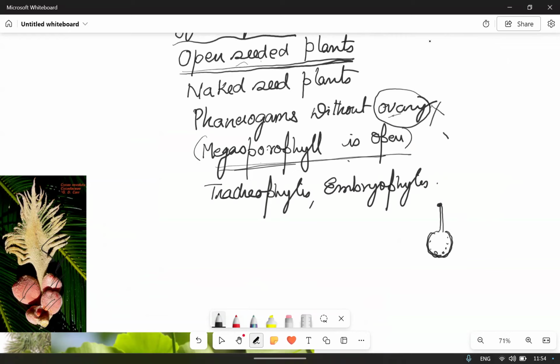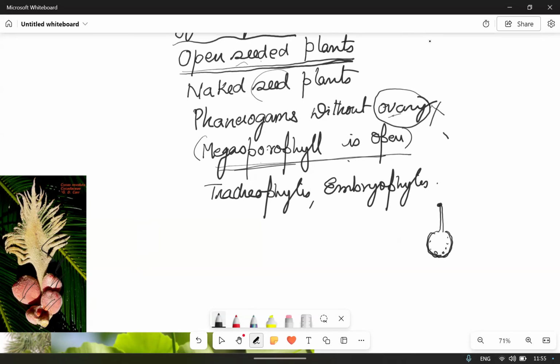Okay, so ovules are exposed. That's why the seeds are also exposed. Naked seeds, open seeds. There is no fruit. Flowers are present, but fruits are absent in gymnosperms.